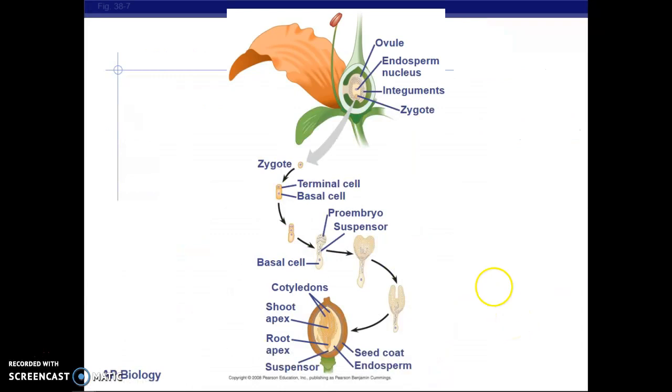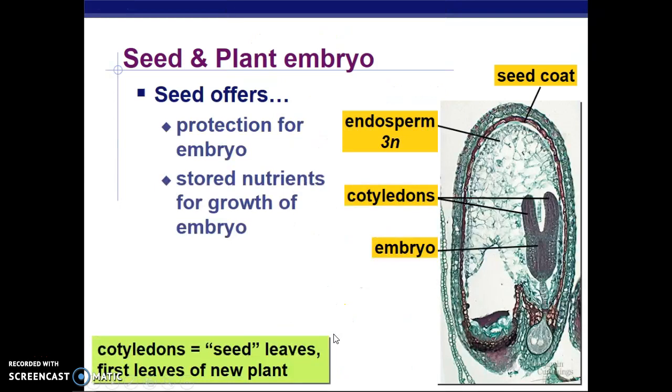So once double fertilization is done, the zygote develops into the embryo, which will divide by mitosis several times, forming the shoot apex, which becomes the stem, the root apex, which becomes the root, and then the cotyledons, which are going to be the fleshy first leaves of the plant. The seed offers protection for the embryo. It will also have stored nutrients for the growing embryo.